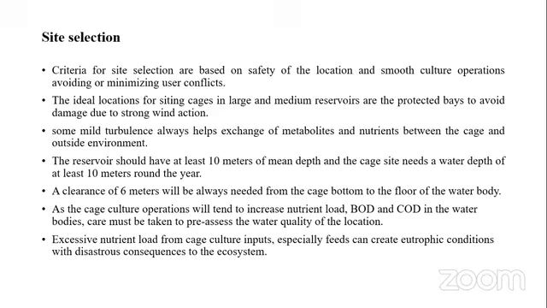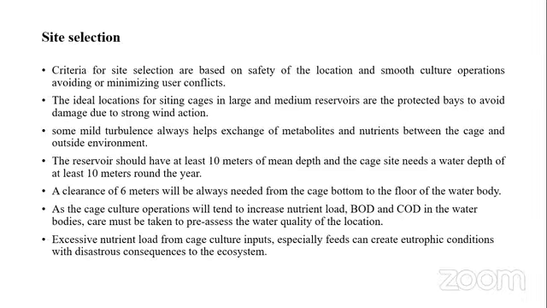Now the site selection for cage. Criteria for site selection are based on safety and location and smooth culture operation to avoid or minimize use conflicts. The ideal location for setting the cages in large and medium reservoirs are the protected bays to avoid damage due to strong wind and radiation.